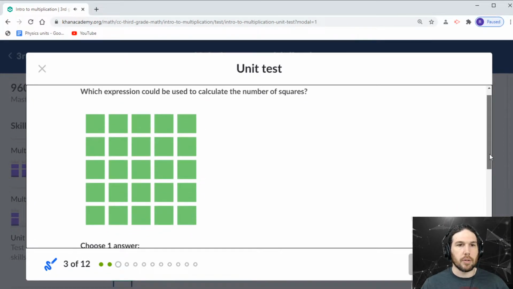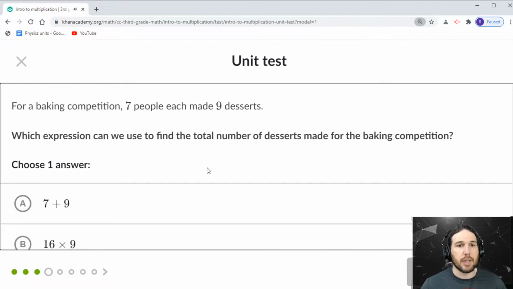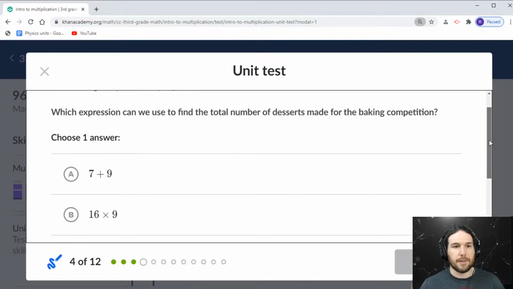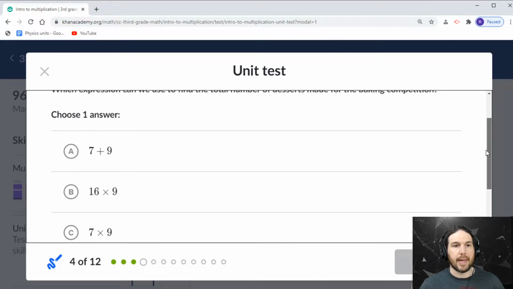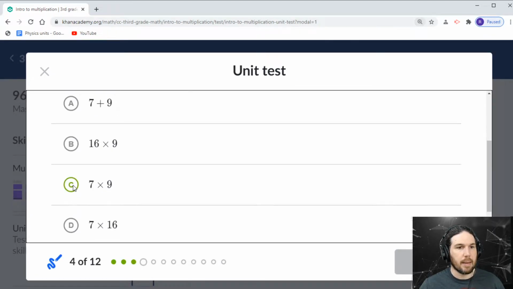What expression could you use to calculate this number of squares? Well, there's only one that could be, and that's 5 times 5. For a baking competition, 7 people made 9 desserts. Which expression could we use to find the total number of desserts made for the baking competition? So I'm not even going to bother showing the answers. That's going to be 7 times 9.